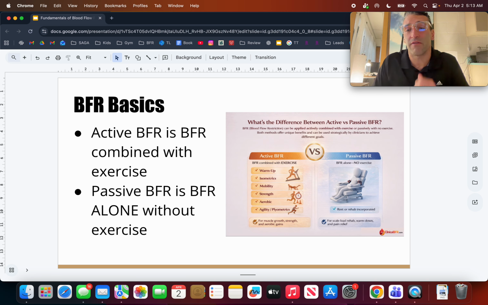Passive BFR is BFR alone without exercise. A lot of times, my older adults, my athletes who don't tolerate pressure as well, people with very lean body mass, not as much muscle mass, I want to start them with passive BFR. We'll put the cuffs on them at home while they're watching TV, sitting on the couch, run some inflate-deflate cycles at lower pressures, get them acclimated, get them feeling good about the pressure. Then we'll start them with some active BFR after that.